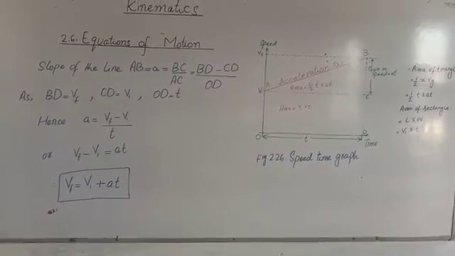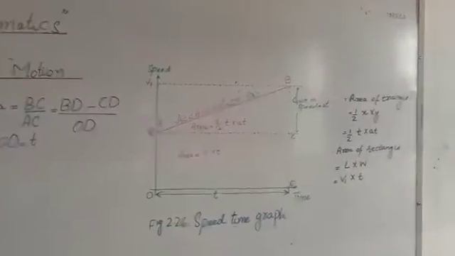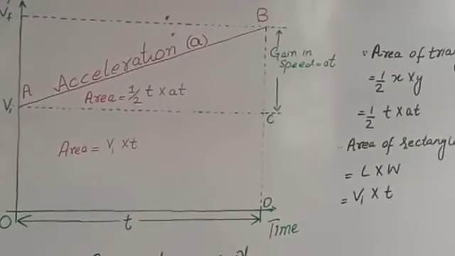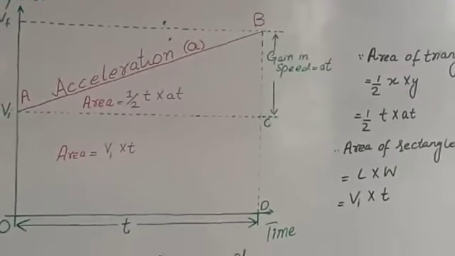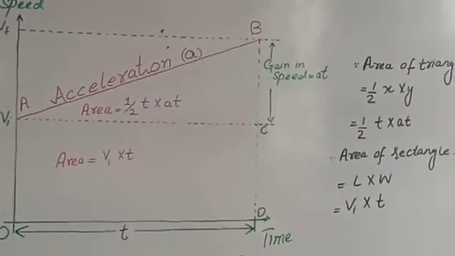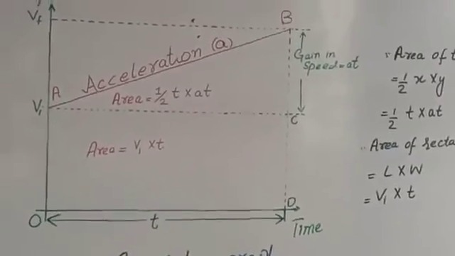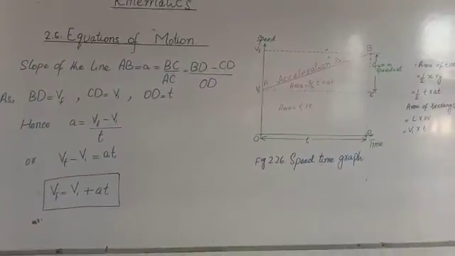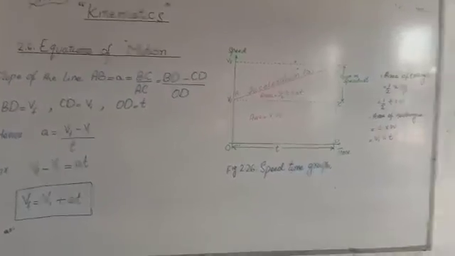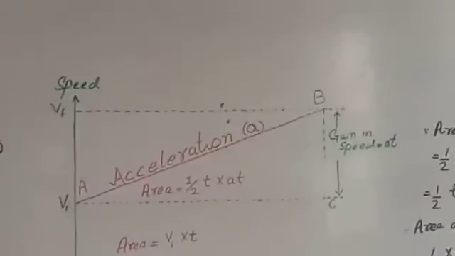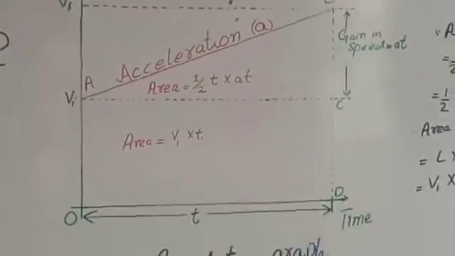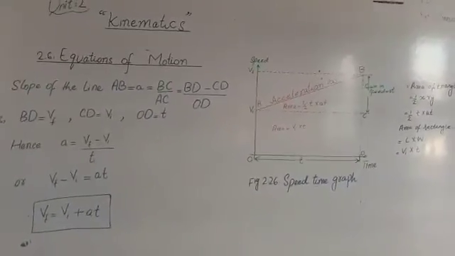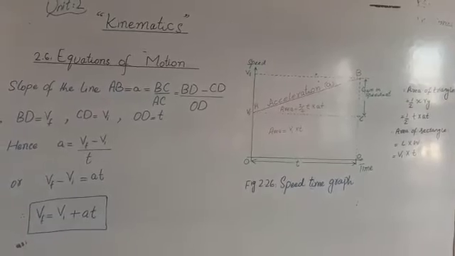How can we find out the BC? The total y-axis line is BD. From that we will subtract CD, then we can get the line BC, divided by AC. AC is equal to this line OD, and we replace AC by OD.